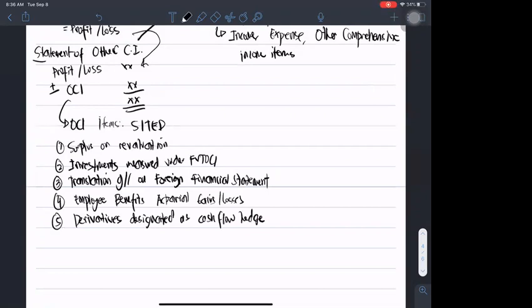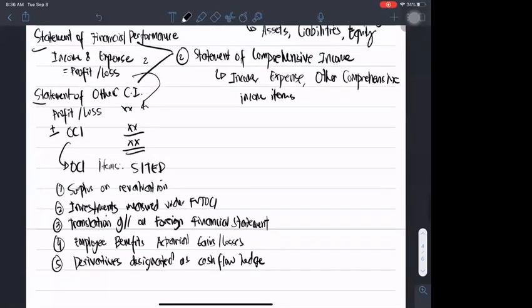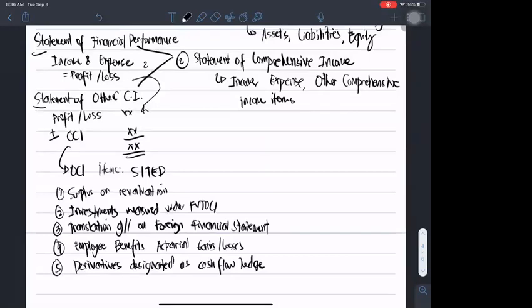So the items of your OCI. Again, in your statement of financial performance, we have your income or expense. And then in your other comprehensive income, we have your profit or loss from your statement of financial performance, plus the items of your other comprehensive income. So what are the items of other comprehensive income? Surplus on revaluation, investments measured under fair value through other comprehensive income as to your gains or losses, translation gains or losses, employee benefits as actuarial gains or losses, derivatives designated as cash flow hedge.